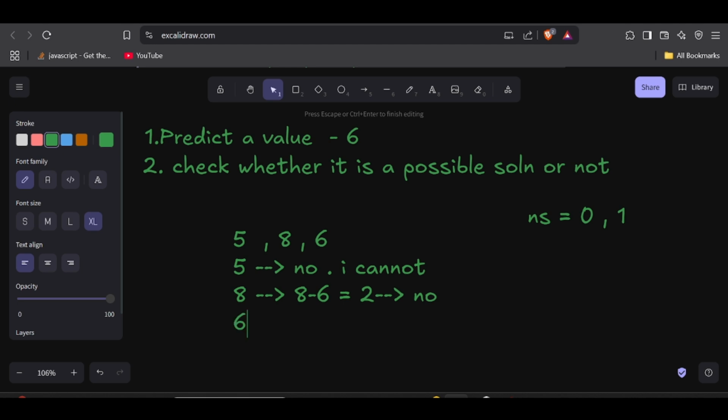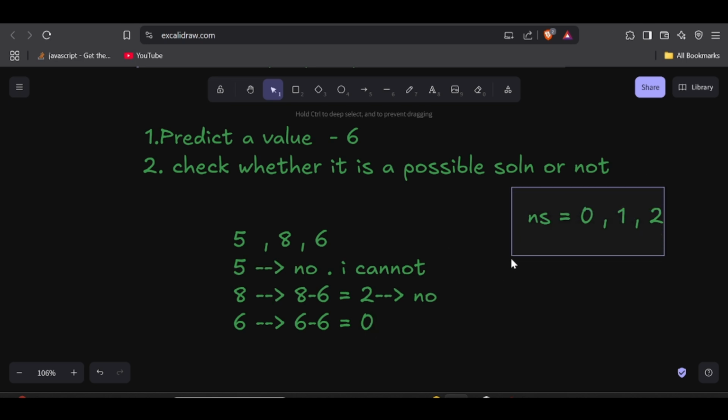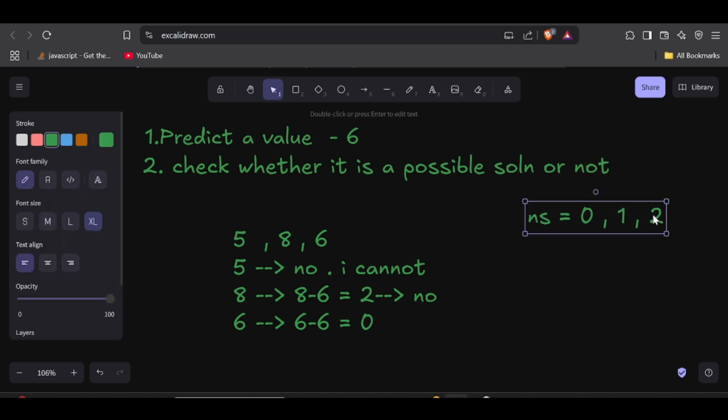Now the next index is 6. So is 6 greater than or equal to 6? Yes, it is. So I will just decrement it and increment my number of children by 1. So it will be 2 now. Now my value at this index will be 0. So is 0 greater than or equal to 6? No. So I will just stop and see what is the value of my number of children. So that is 2.